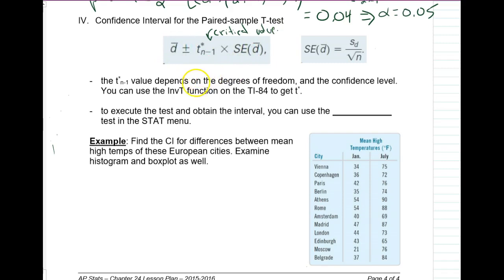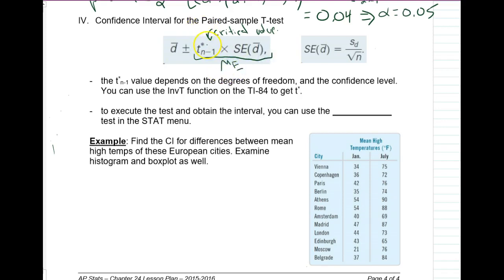But when we're doing means testing, this critical value is dependent upon the sample size. So that's why this is not going to be just a fixed value for a particular confidence level. It's going to change depending on the sample size. But we'll take our average in the differences in the pairs, plus or minus whatever our critical value is, which we'll find using our inverse t command, and then we'll multiply that by the standard deviation. So this is our margin of error.